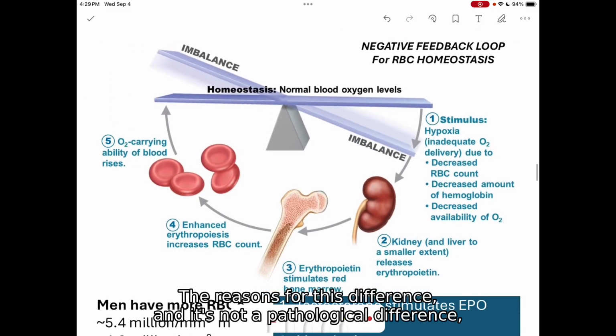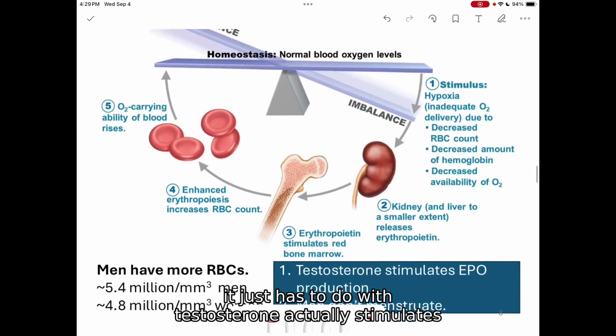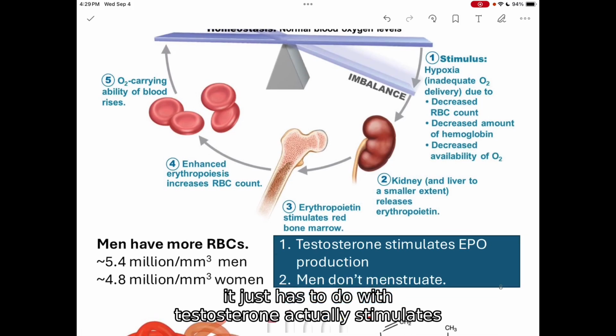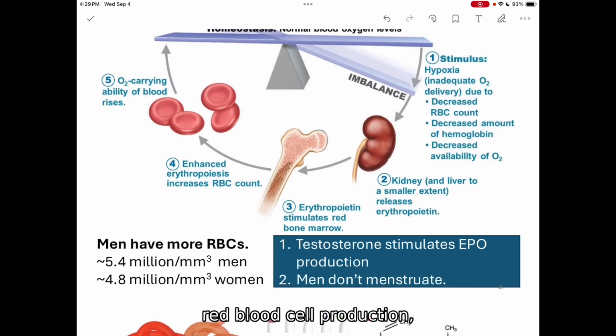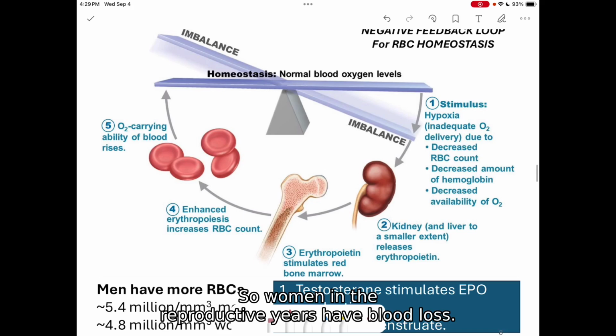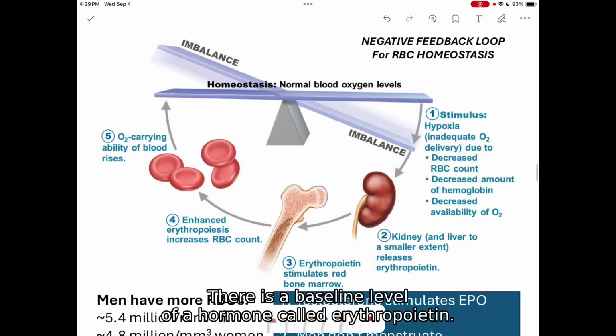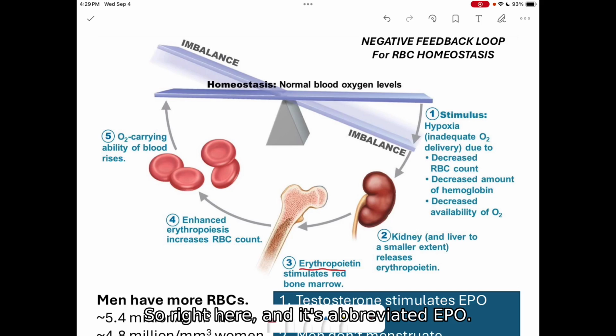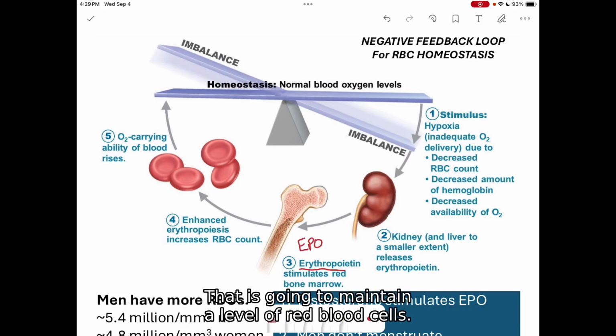The reason for this difference, and it's not a pathological difference, is that testosterone actually stimulates red blood cell production, and also men don't menstruate, so women in their reproductive years have blood loss. There is a baseline level of a hormone called erythropoietin, abbreviated EPO, that is going to maintain a level of red blood cells.